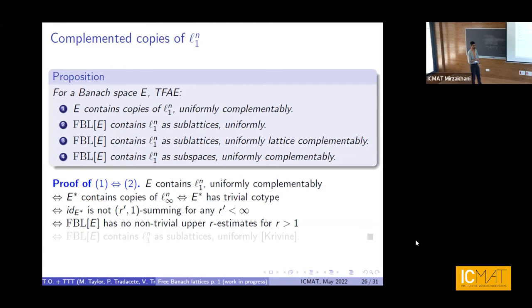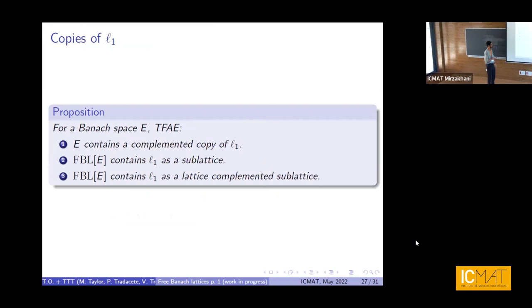And now we can use Krivine's theorem about sublattices of Banach lattices to conclude that the free Banach lattice contains L_1^n as sublattices uniformly. And then, of course, you can retrace all those equivalences back. So here I was talking about finite dimensional ones and their uniform containment. There is a similar result about the big L_1, but of course here the proof has to be different because we don't have all those nice local tools such as type, cotype, etc. to work with the infinite dimensional space L_1.